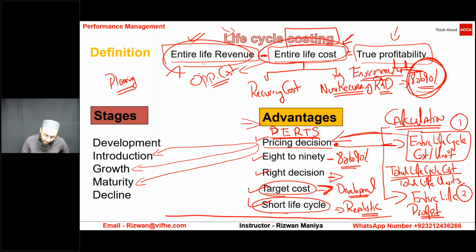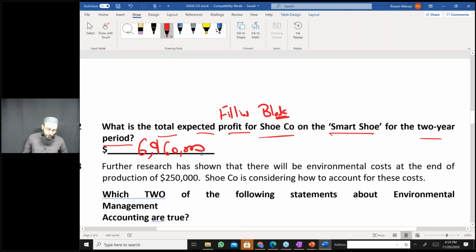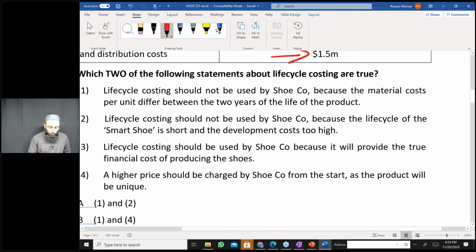PERTS. Now, having considered this, let's move towards the theoretical questions of life cycle costing. The first one I'm moving towards says: decide which two of the following statements about life cycle costing are true. So we need to find the true statements of life cycle costing. Life cycle costing should not be used by the shoe company because the material per unit differs between 2 years of life of the product. Now, is it true or false? The answer is false. We have never studied anything like that, that we should not use life cycle costing for such products.